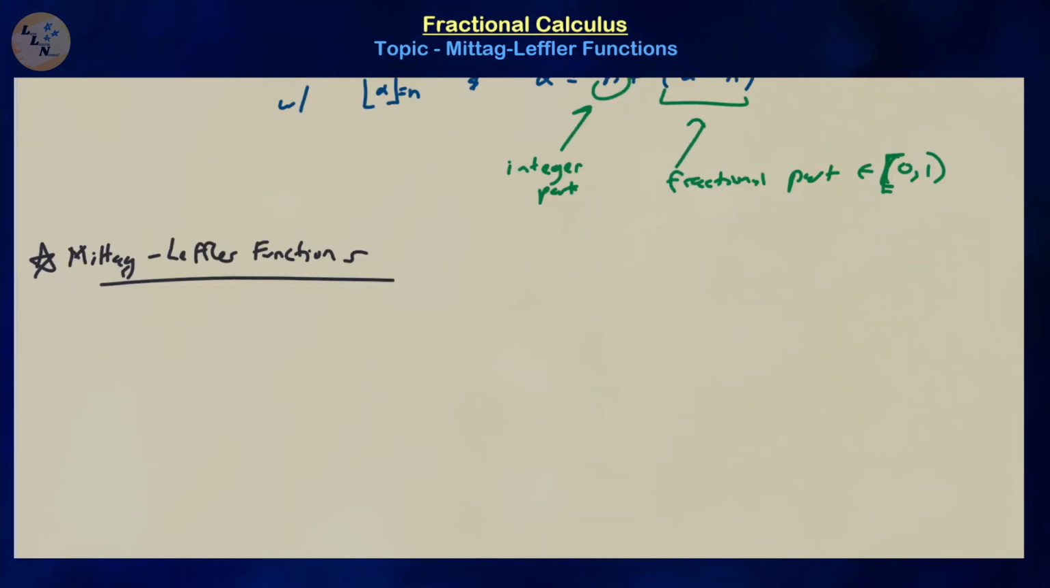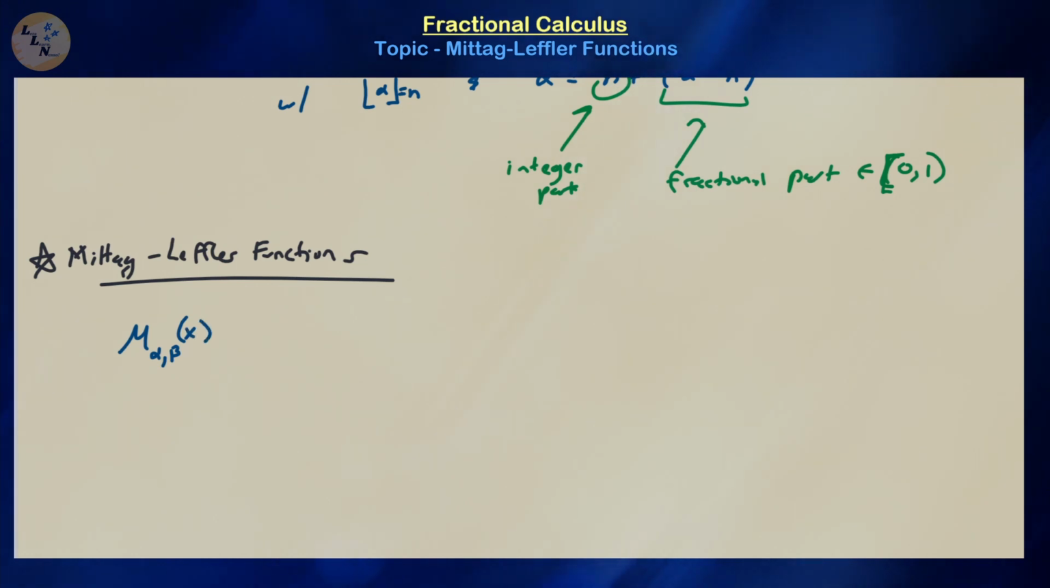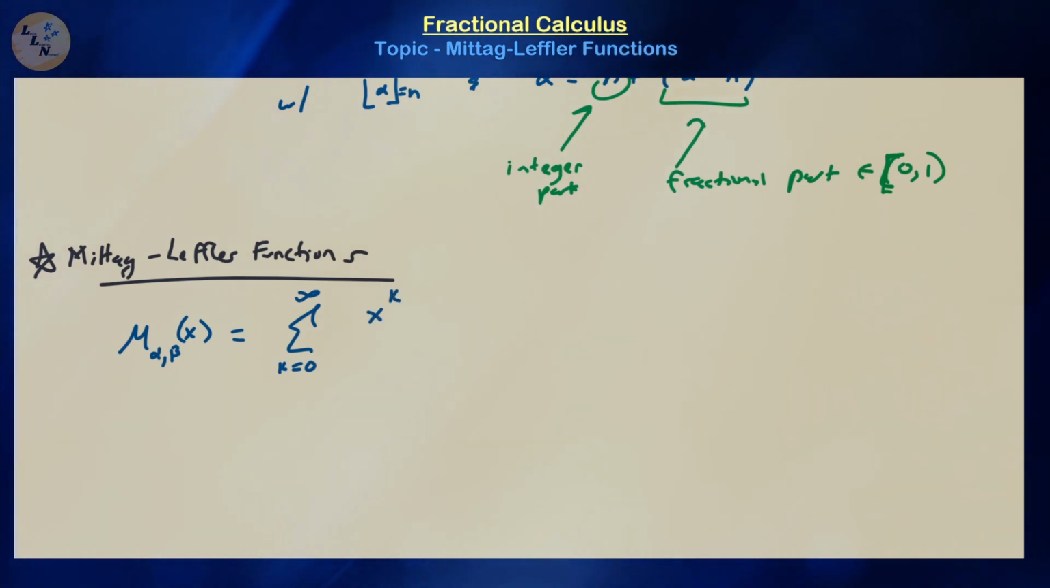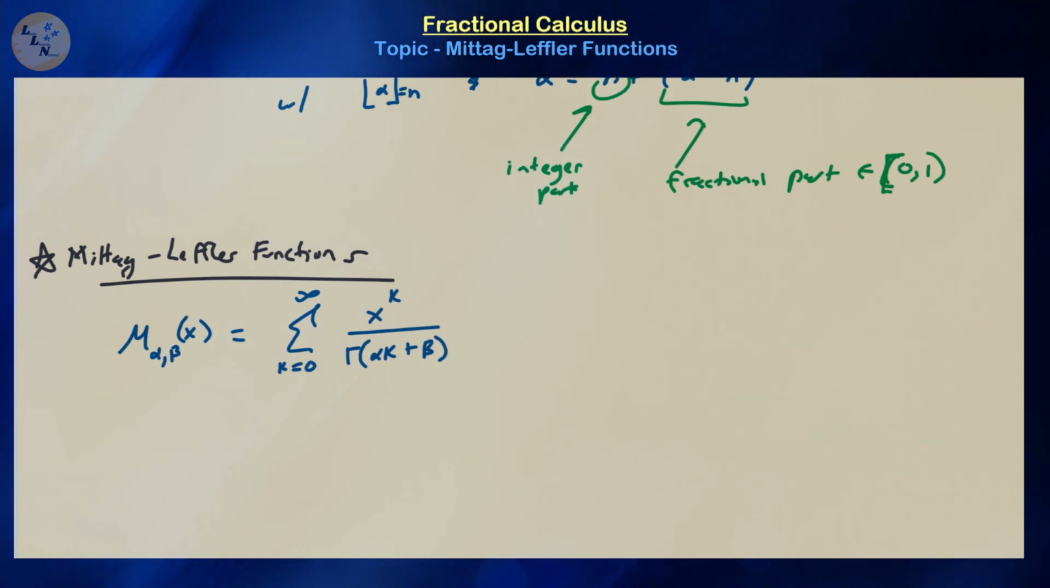Mittag-Leffler functions are a family of functions, and these functions have the following parametric form. It typically has 2 parameters. There are some 3 and higher parameter versions of Mittag-Leffler functions, but 2 parameter versions are usually the simplest to deal with. And this is defined to be equal to the sum from k equals 0 to infinity of x to the power of k divided by gamma of alpha k plus beta.